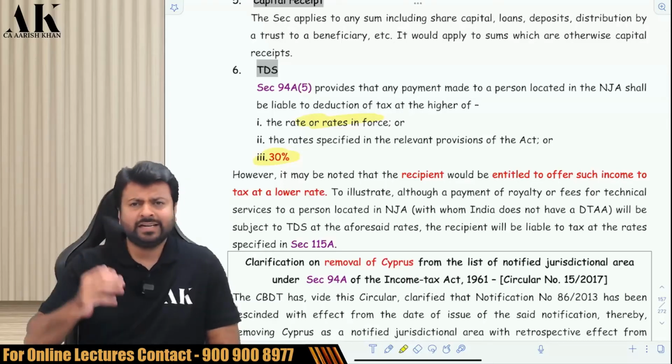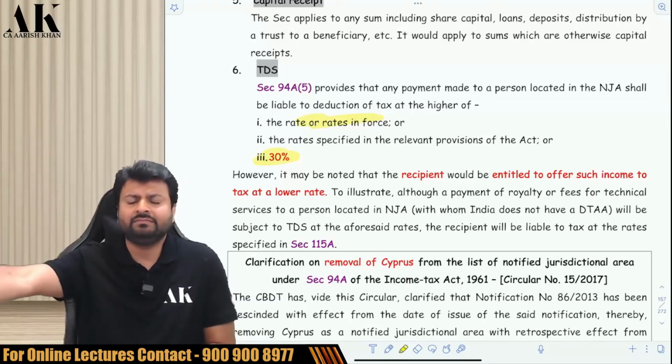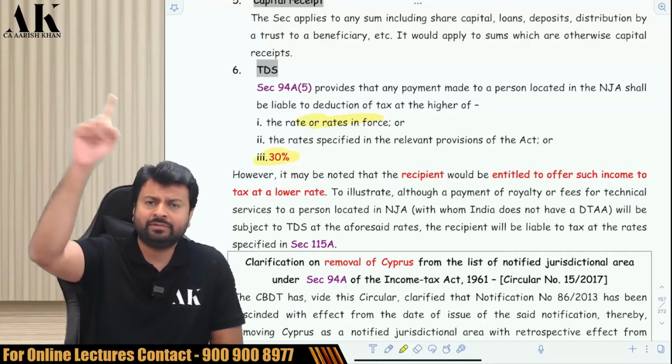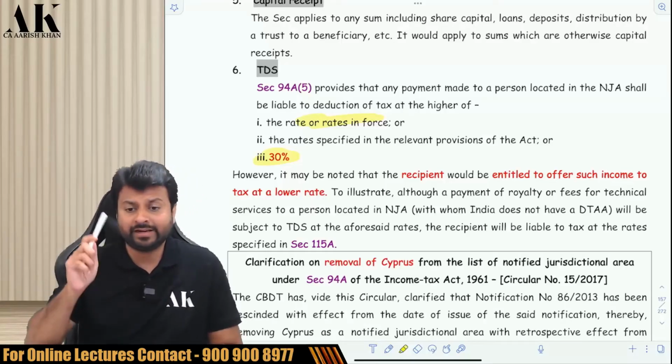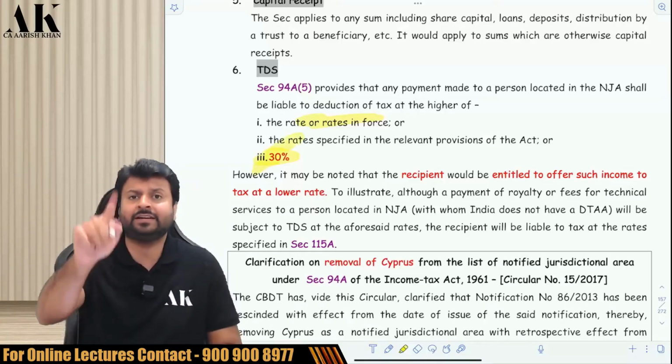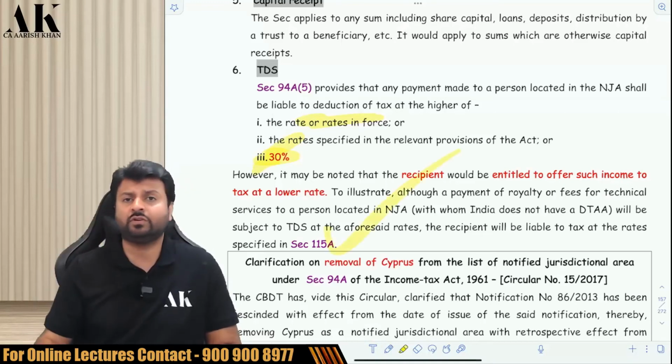What if the other person's rate is actually 10%? Tell him to file the ITR. And then he can claim refund of 20% later on. But while deducting the TDS, you have to deduct TDS at 30% only. This is what this provision wants to tell you.